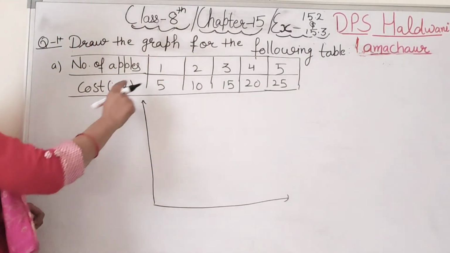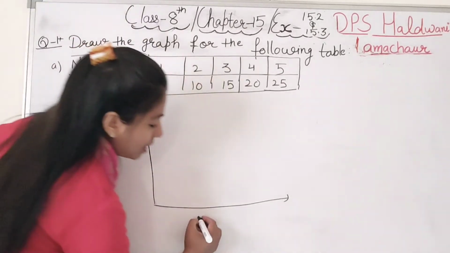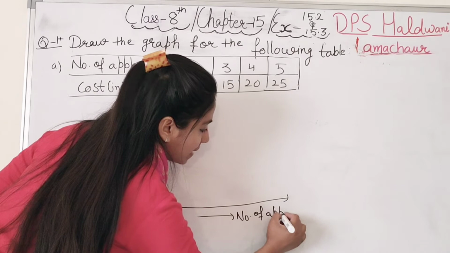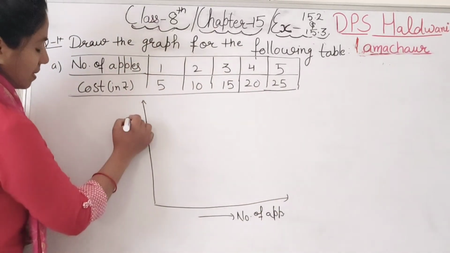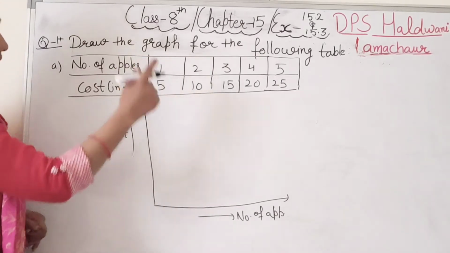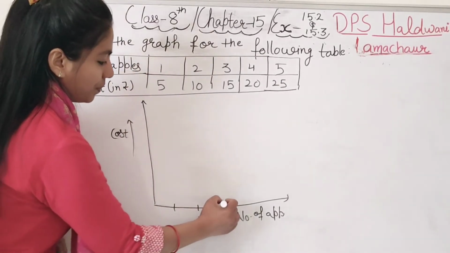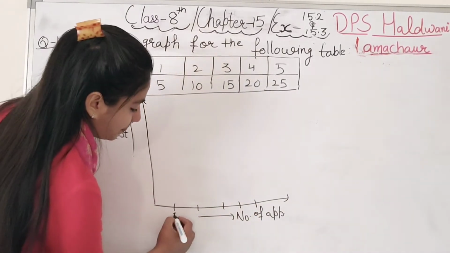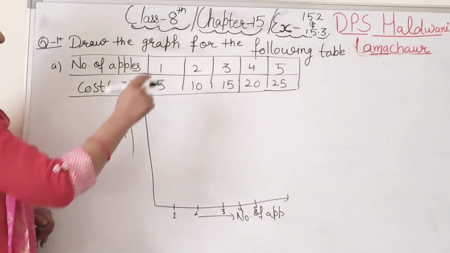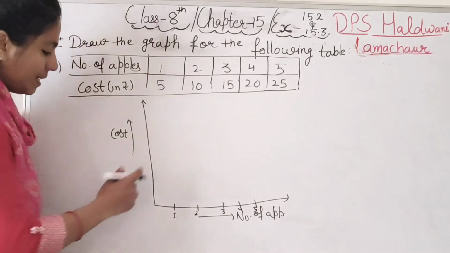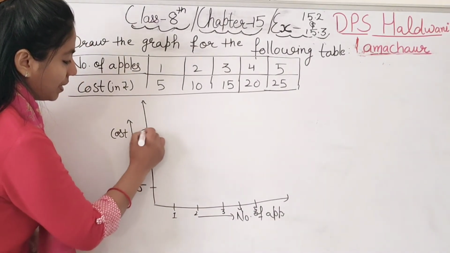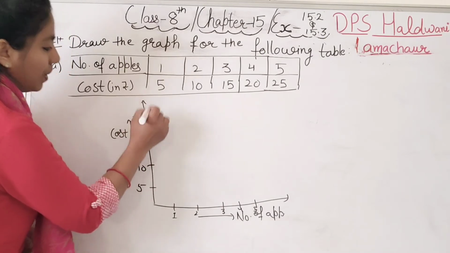Along the x-axis, see, I am going to take the number of apples. So you have to mention the number of apples along the x-axis, and along the y-axis I am taking cost. Right, student? Now, number of apples 1, 2, 3, 4, 5. And along the y-axis 5, 10, 15. So can I take a gap of 5? Yes. 5, 10, 15, 20 and 25.